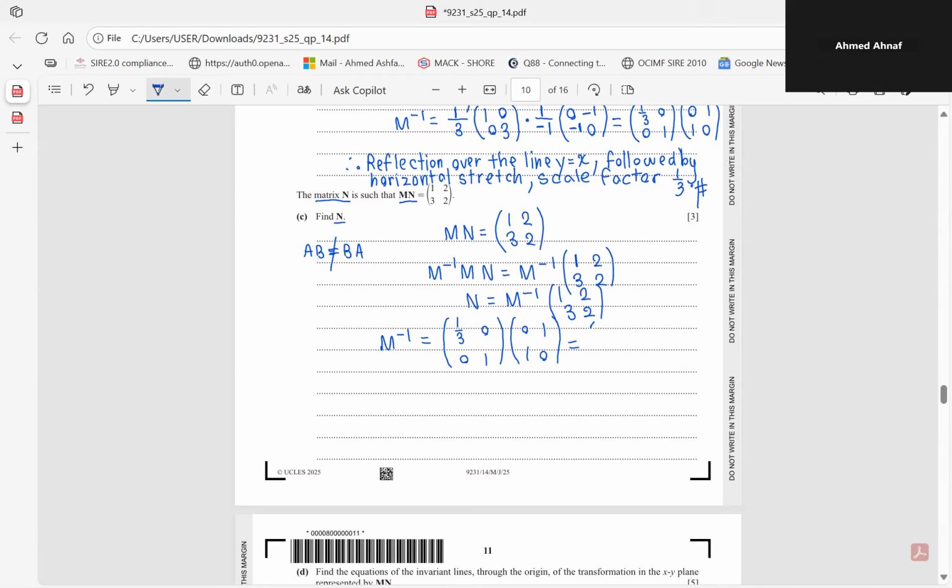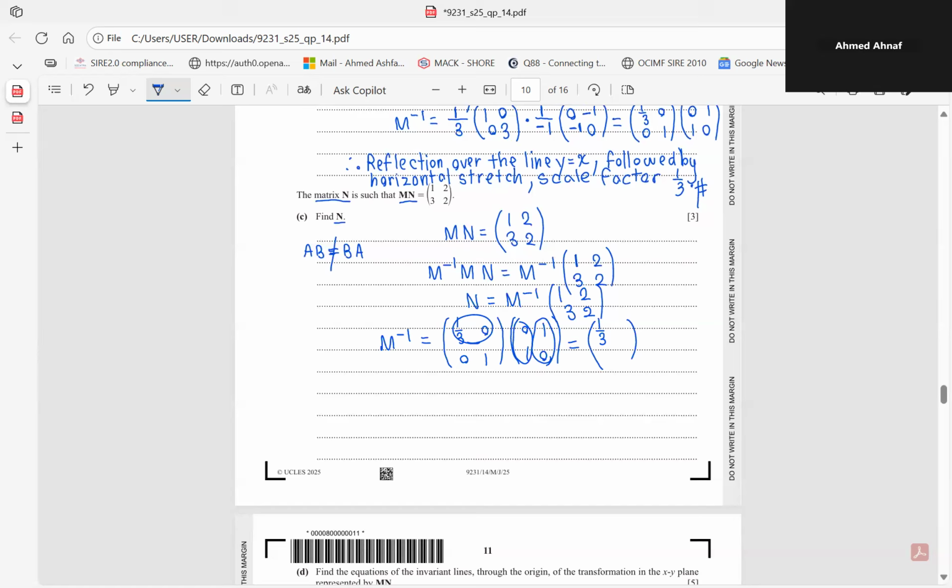Okay, so this would be a 2 by 2 matrix. For the first row, first column: 1/3 times 0, that's 0, plus 0 times 1, that's 0. So 1/3. And then for the next one, it's the first row times the second column. So 1/3 times 1, which is 1/3, plus 0 times 0, which is 0.